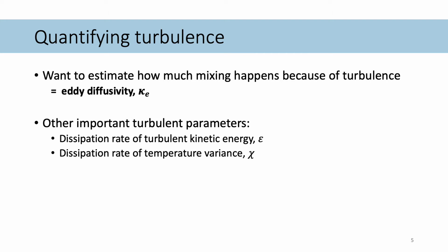When we say that we want to estimate turbulence, we really want to measure the eddy diffusivity, which quantifies how much mixing happens because of turbulence. To get the eddy diffusivity from real data, we also need to estimate the dissipation rates of turbulent kinetic energy, known as epsilon, and temperature variance, which is chi. Temperature variance might seem a bit unrelated, but I'll explain why it's important for the data that we're working with specifically.